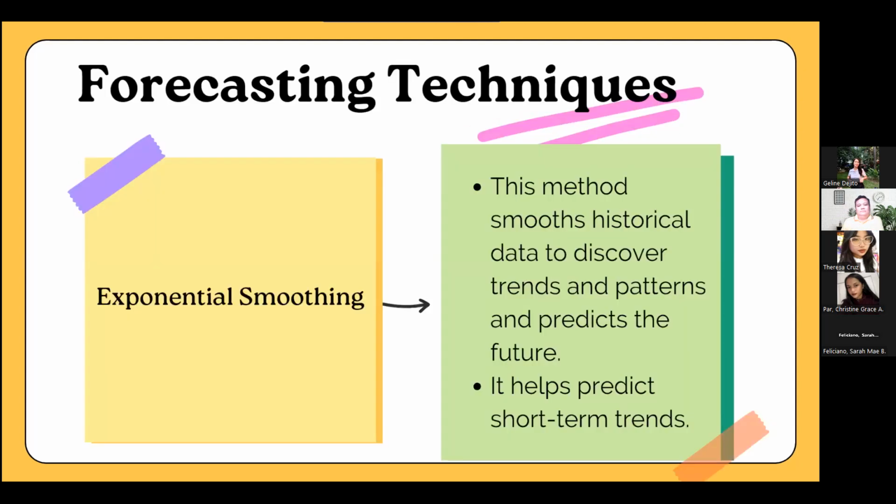The other one is exponential smoothing. It is a common and uncomplicated method for forecasting short-term trends. It entails refining historical data to identify trends and patterns and using this information to make predictions about the future. This technique is especially useful when there is a high level of data volatility, as it can help to balance out fluctuation and identify underlying trends.